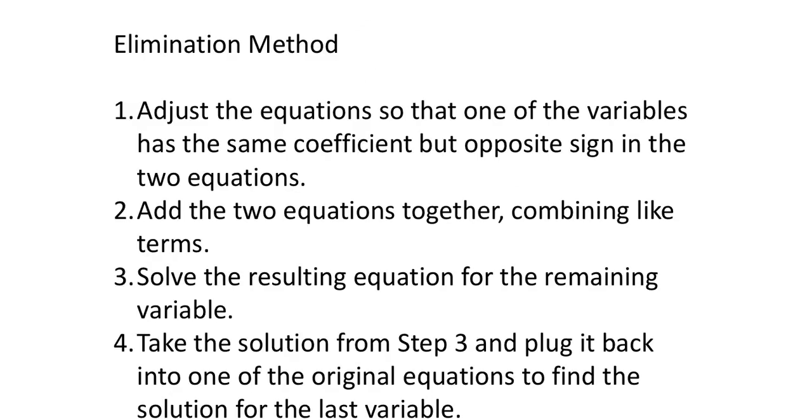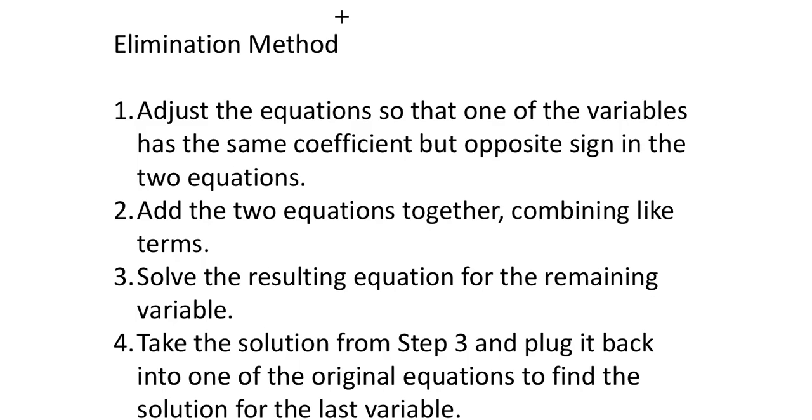In this video, we're going to take a look at section 3.3, which is on the elimination method for solving a system of equations. And here's how that method works. First, we're going to make sure that a variable will get canceled out when we add two equations together. So the first step is to pick a variable and make sure that variable has the same coefficient in both equations, but opposite sign. So one will have to be positive, one will have to be negative.